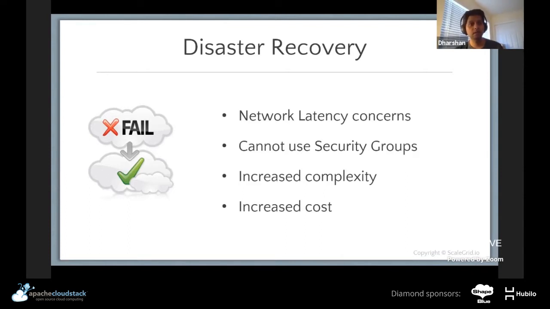Also, a lot of the underlying cloud constructs that you're very used to and comfortable with don't typically extend across regions. For example, if you're doing access control using security groups, they don't really extend across regions. So you might have to do access control using IP whitelists, which can be fragile and tedious. So in general, it increases the complexity and the cost. When you're doing DR, you might want to get your requirements in order before you jump into any sort of DR implementation.